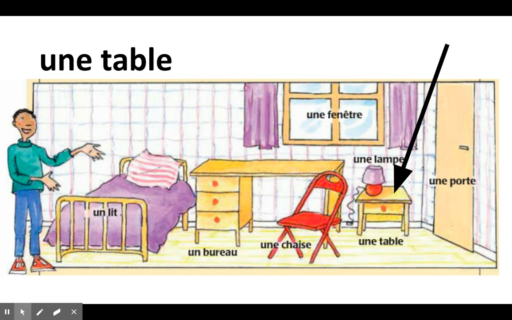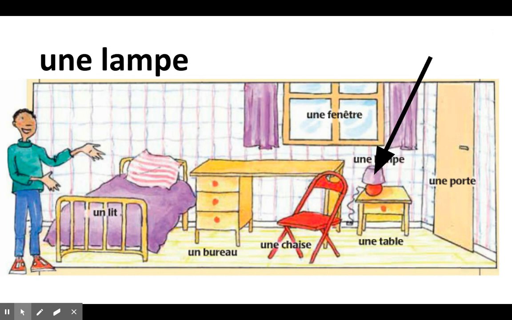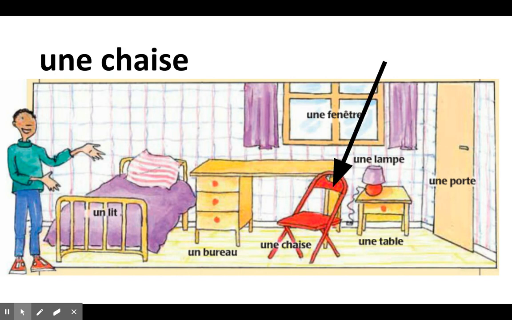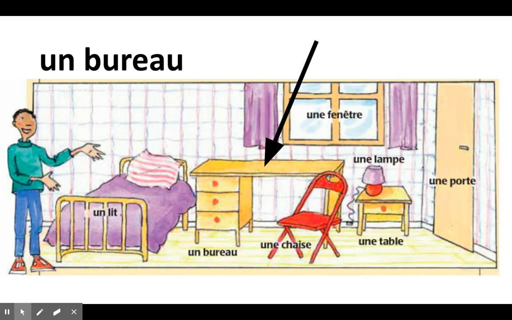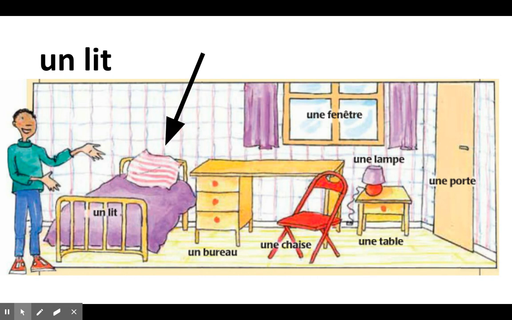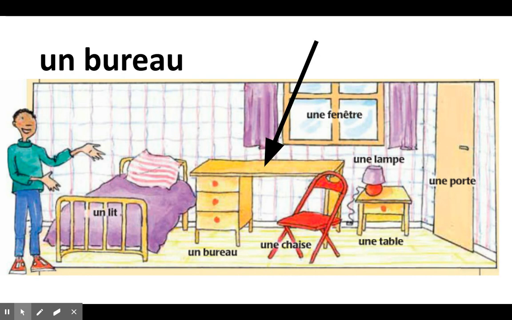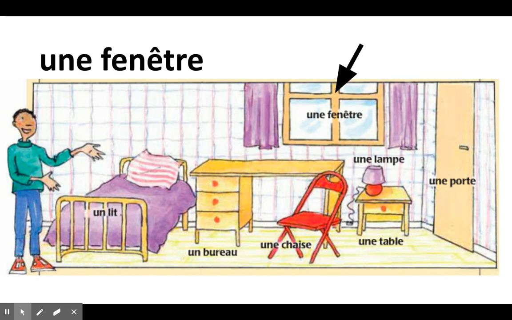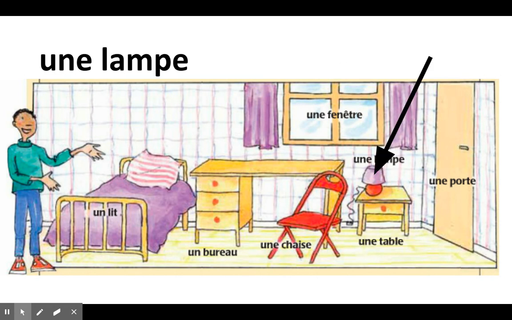Let's go backwards. Une table. Une lampe. Une fenêtre. Une chaise. Un bureau. Un lit. And one more time to the end. Un bureau. Une chaise. Une fenêtre. Une lampe.